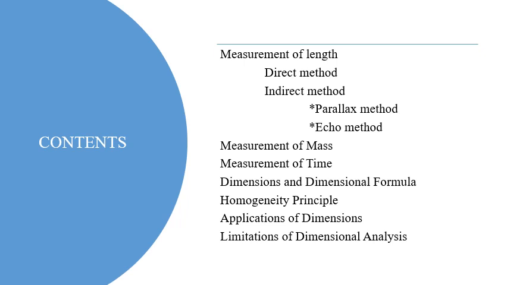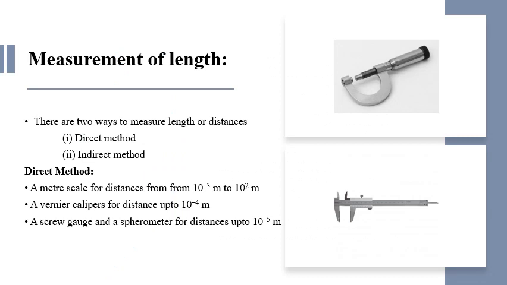Measurement of length. In this measurement of length, we have the direct method and the indirect method. And again, we have 2 more methods in the indirect method of measurement of length: the parallax method and the echo method. And measurement of mass, measurement of time, dimensions and dimensional formula, homogeneity principle, applications of dimensions, limitations of dimensional analysis. Okay, first we'll see about measurement of length.